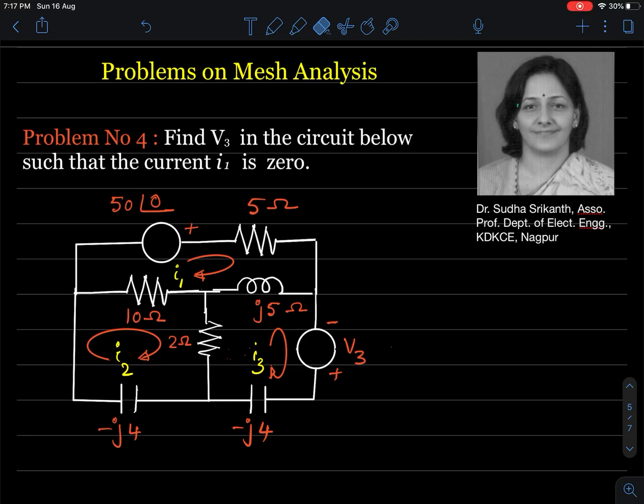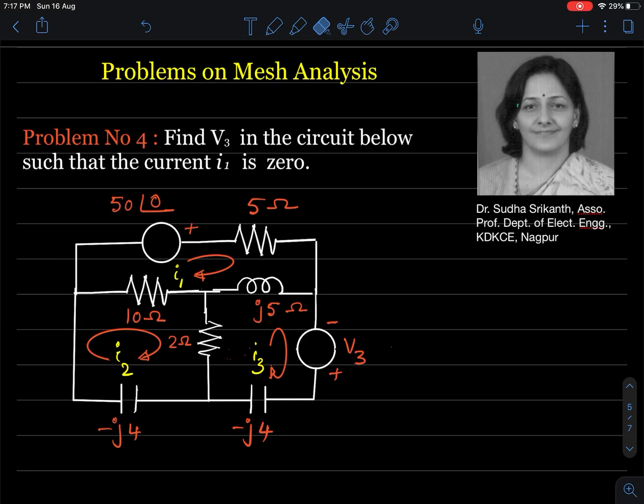The problem reads: find V3 in the circuit below such that the current I1 is 0. We need to observe the circuit carefully and understand what is to be done. Here in the circuit, V3 is unknown. It's not known to us. We are supposed to determine V3 such that I1 is 0. What value of V3 will result in I1 being 0?